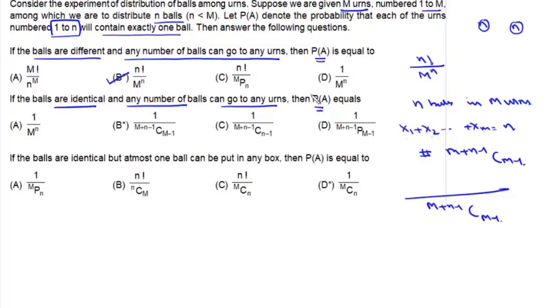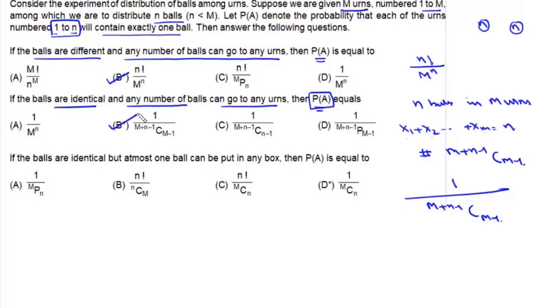Now the favorable case is PA, when each of the urns numbered from 1 to n gets one ball each. Now since all the balls are identical, there is only one way in which we can distribute one ball each to the first n urns. So this required probability will be 1 upon m plus n minus 1 C m minus 1, and that's your option B.